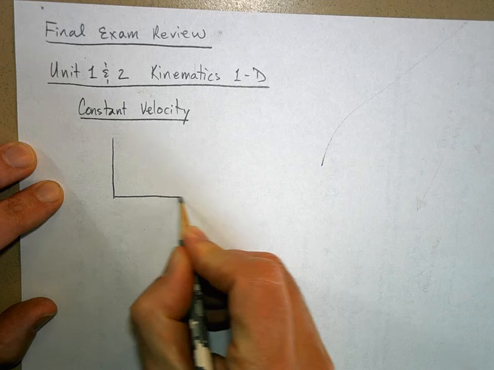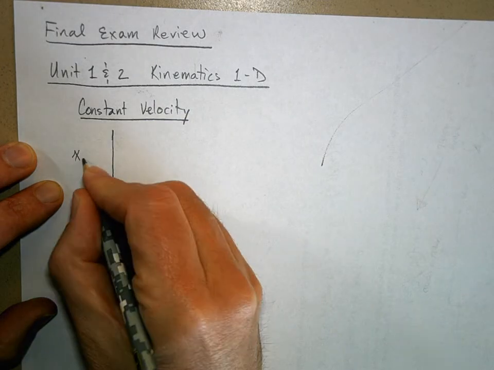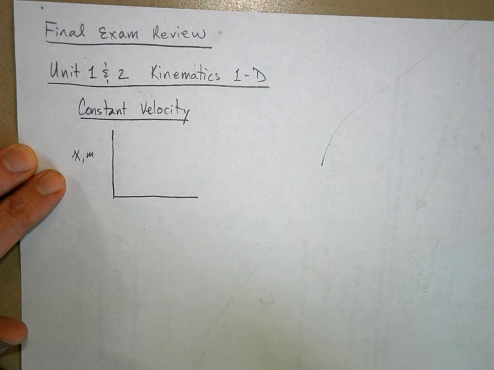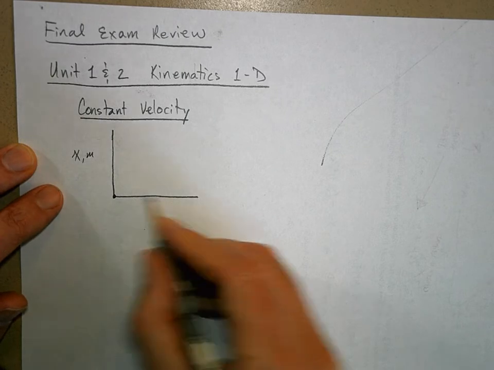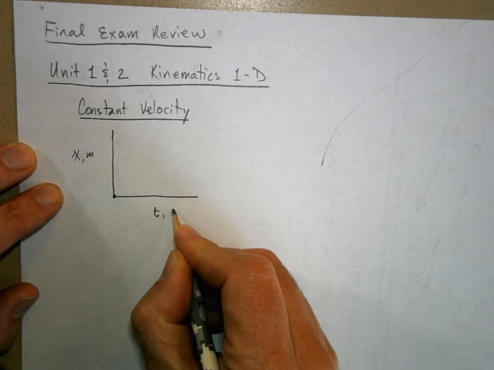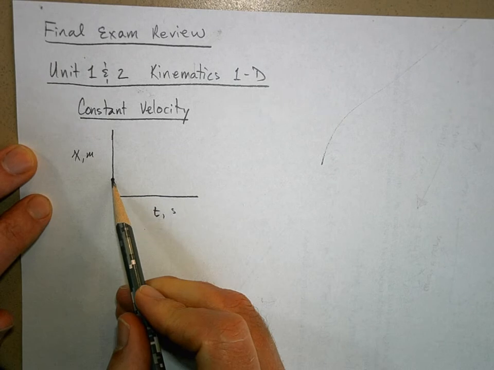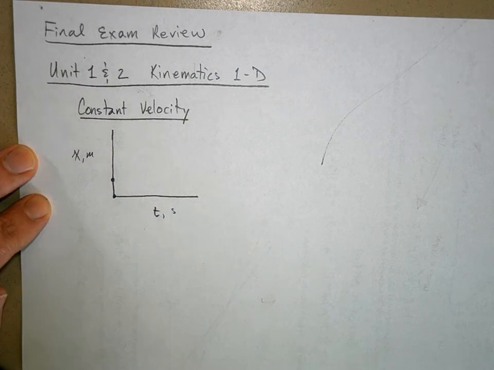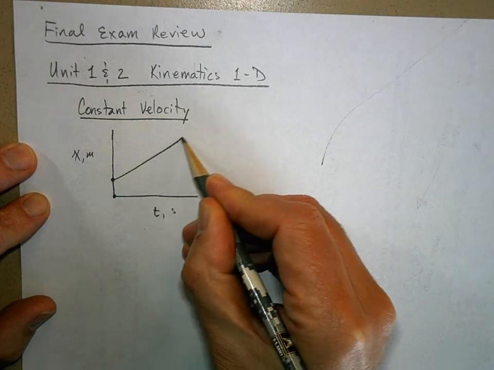And the way we showed that on a graph was, here was my position in meters. Make sure you understand what position means. Here's my origin. Make sure you understand what the origin is. And this is time. And we said, well, we're going to have some starting position. And then over a time interval, we're going to be moving like this.